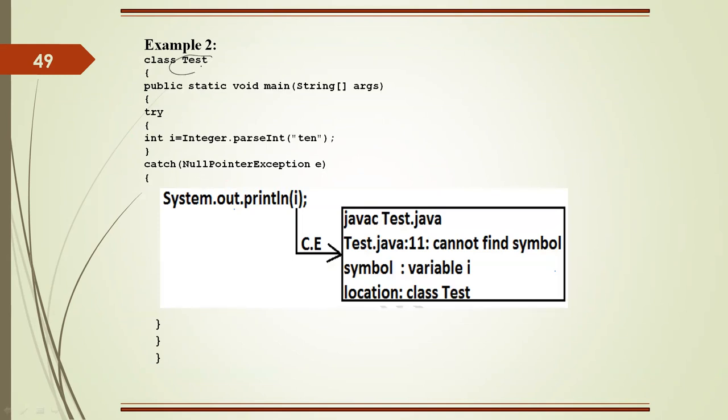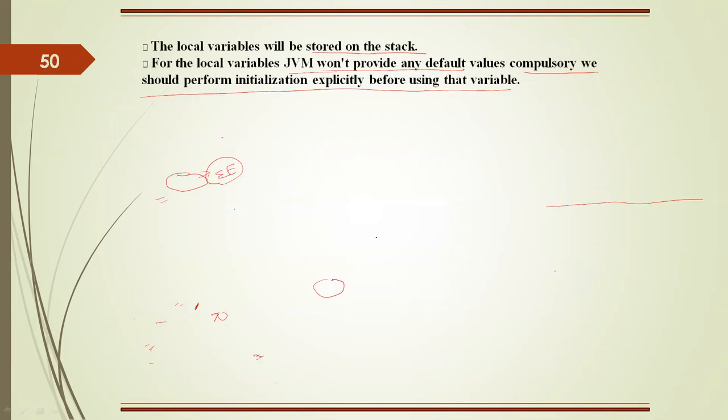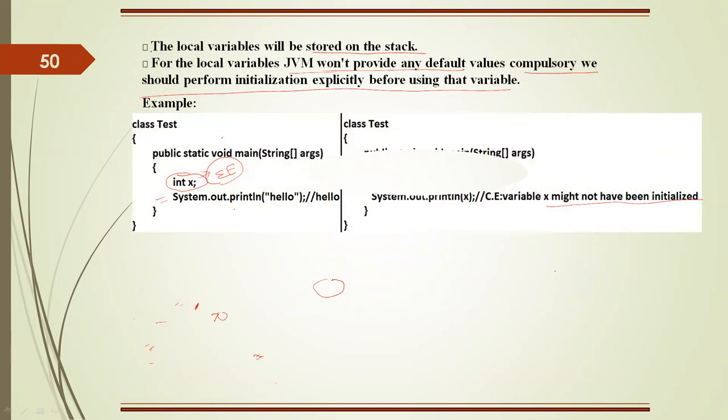Now the test class, main method, try. Integer.parseInt of a string 10, you can convert it into an int. Then, if you try to access it outside of the try block, inside the catch I'm trying to access it, it's getting a compile time error, right? The local variable will be destroyed on the stack. The variable will be stored in the stack. Where do we store a local variable? In the stack.